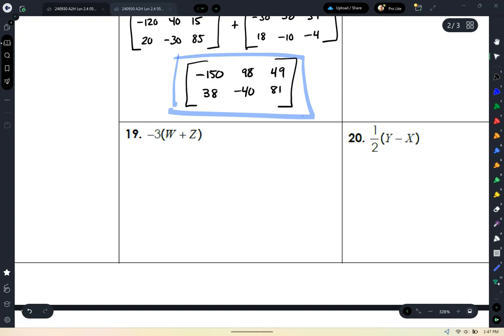Okay, so I did ask you to finish up number 19. Again, you're being asked to distribute here. I think there's an easy way and a harder way to do this problem, but I'm going to put the answer up and we'll talk about it. So if you haven't finished 19, pause now and finish it up.